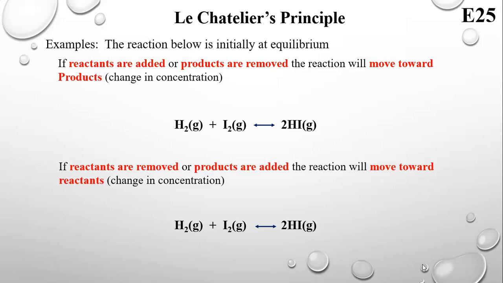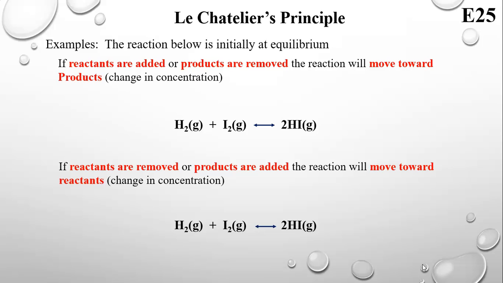Similarly, if we're in equilibrium and suddenly we remove some of the HI from our container, it won't have as much HI as it needs to have in equilibrium. So similarly, the H2 and I2 will combine to form more product, more HI. It can also go in the other direction. If reactants are removed, that would be H2 or I2, or products are added, that would be the HI, the reaction will move towards reactants, that is backwards. So it will favor the reactants.